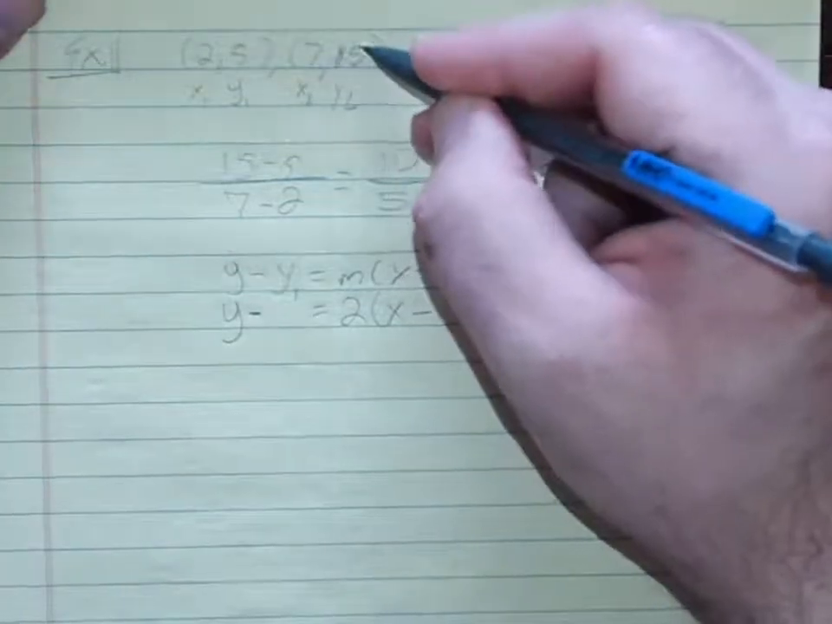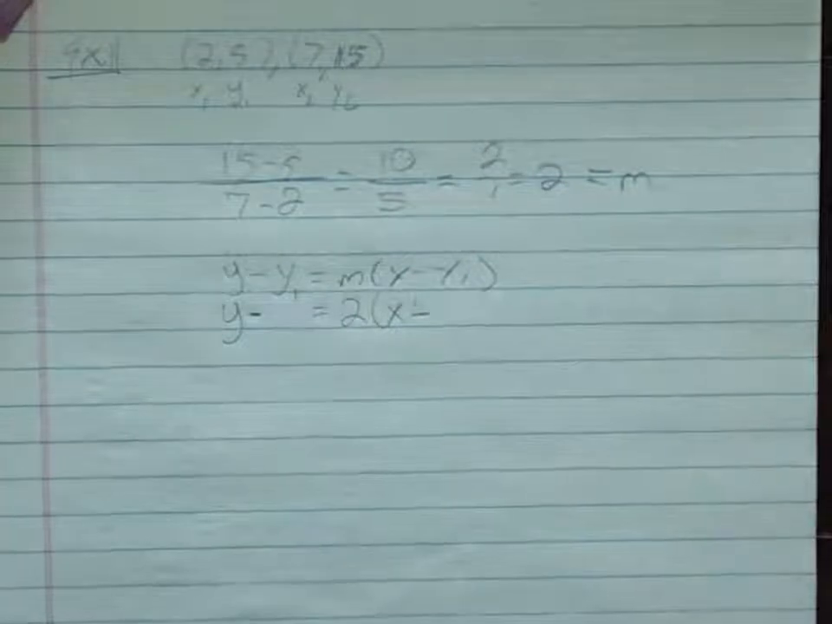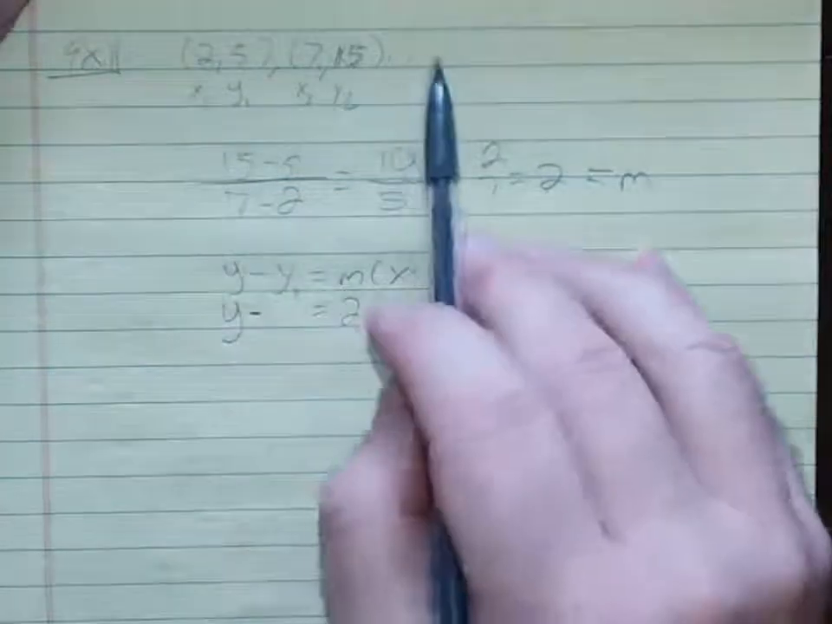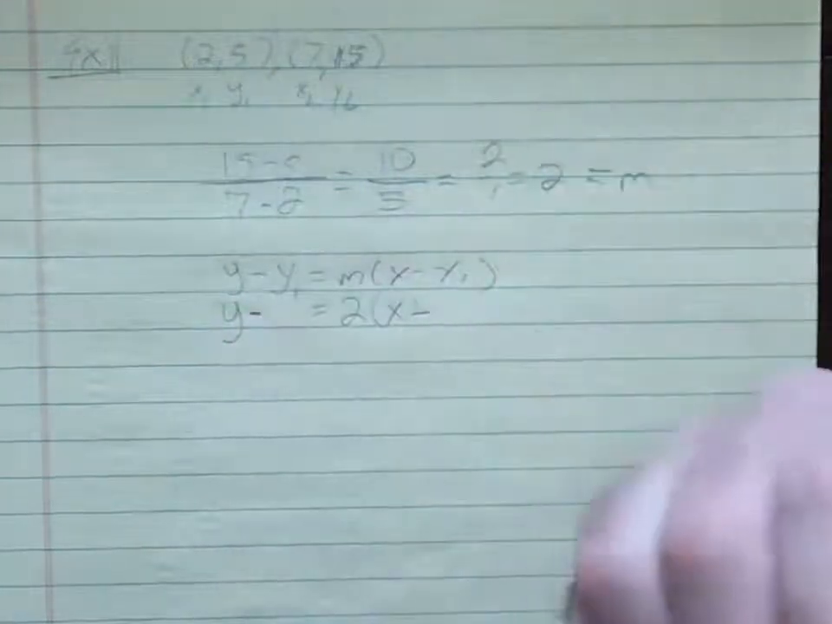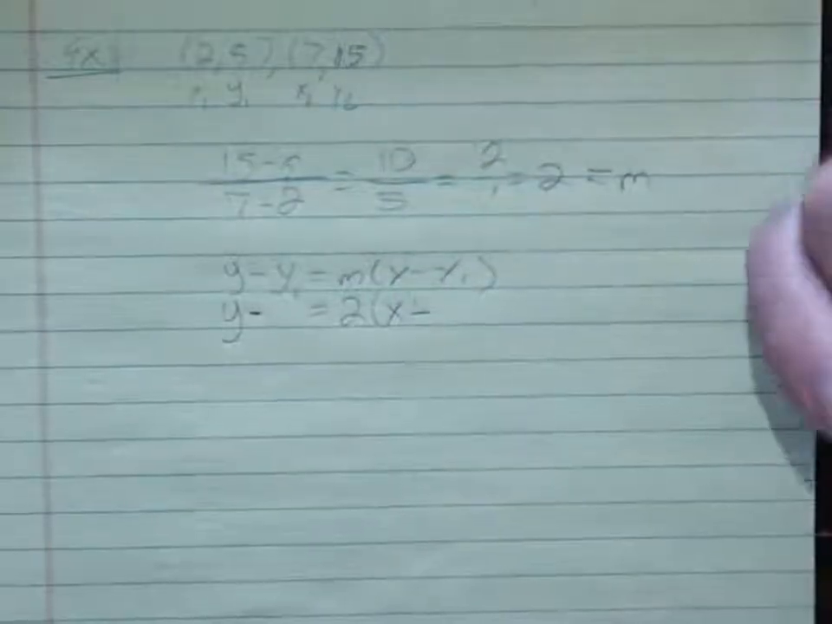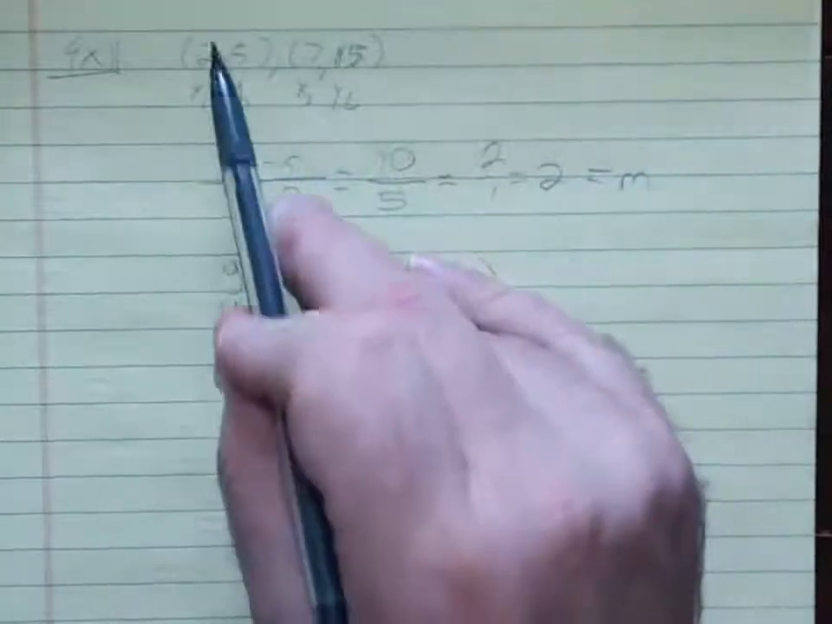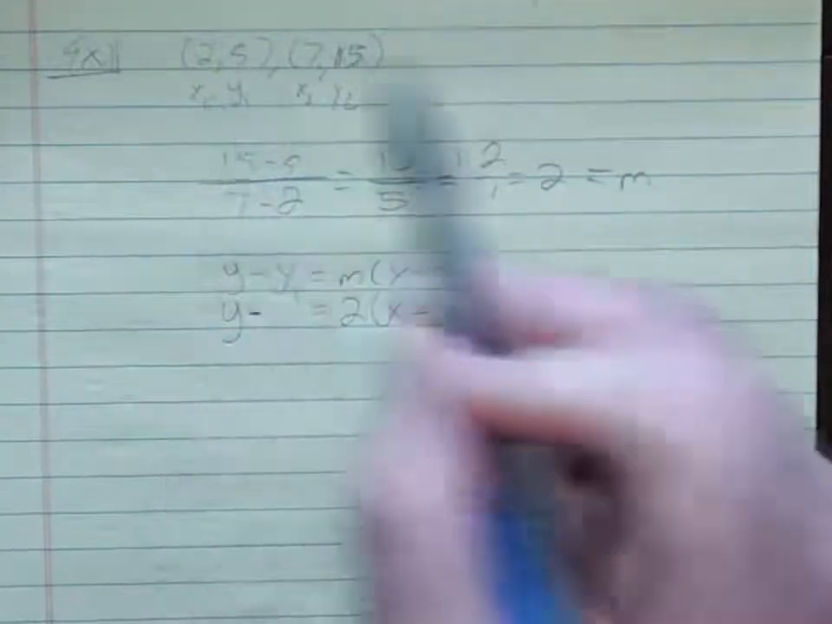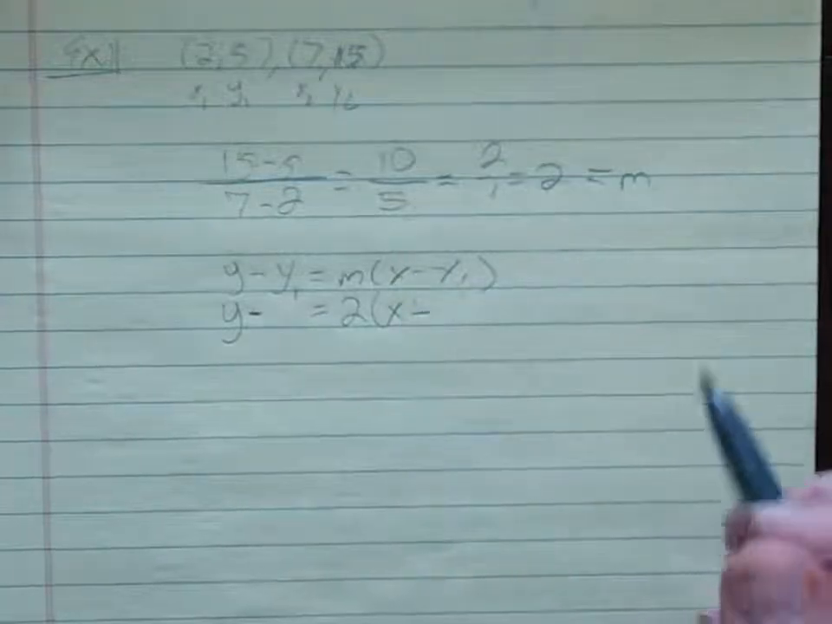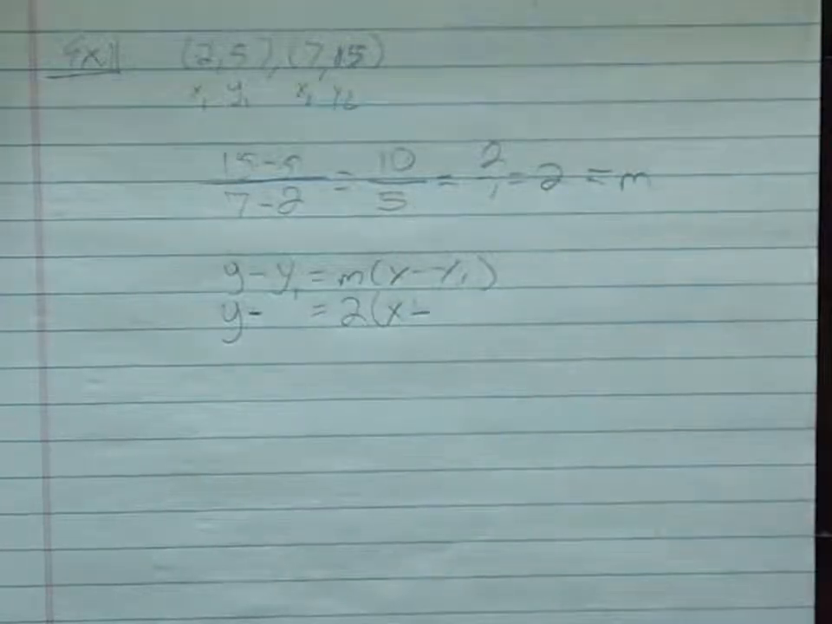I have a tendency to like to use the points that have the most positive numbers in them and the smallest numbers. In this case, they're all positive. 2, 5 is smaller. That's just a personal preference. If you want to use 7 and 15, you can. I'm going to use 2, 5. It also helps that 2, 5 is marked as x1 and y1, and that's what I'm substituting in for, so it makes the substitution a little easier. That just happens to be a coincidence.